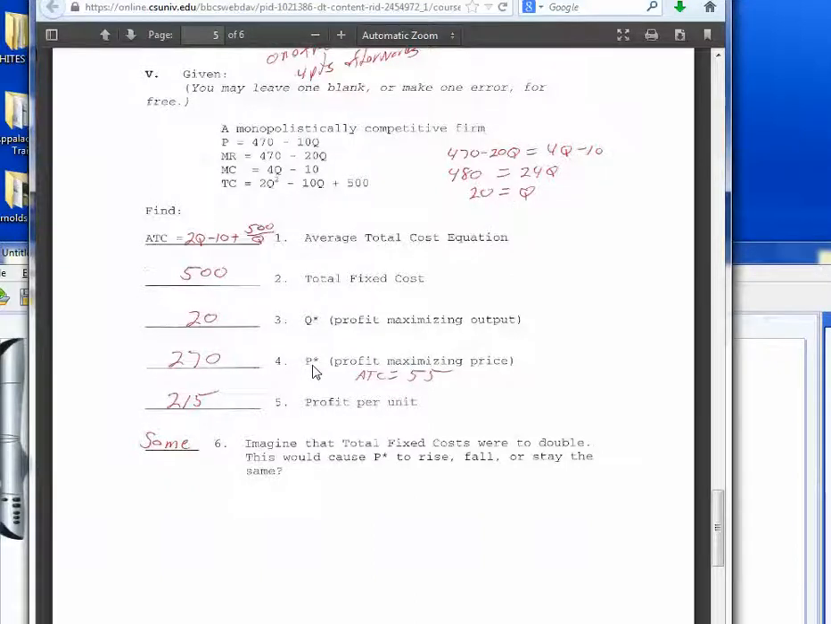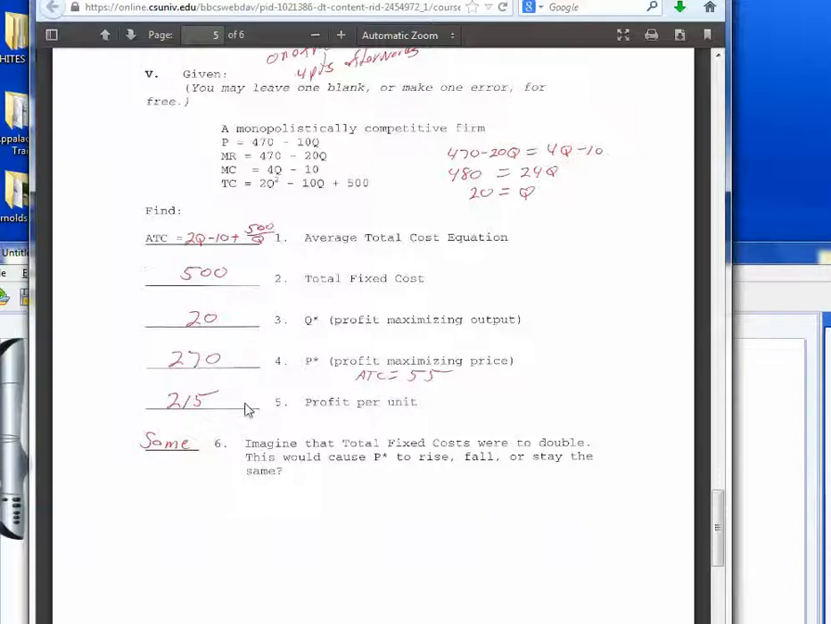Now, P star. Well, P star, the profit maximizing price, is simply the price that occurs when you're at Q star. So you just put the 20 in there. This is your demand equation. Put the 20 in there and find out what P is. P turns out to be 270.